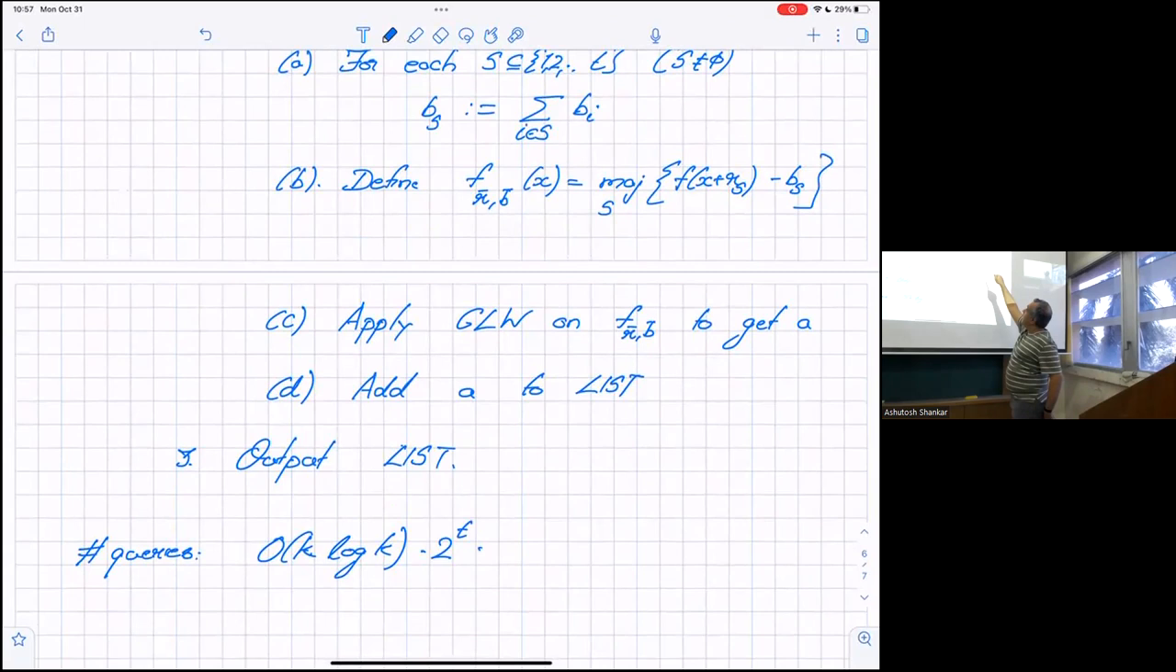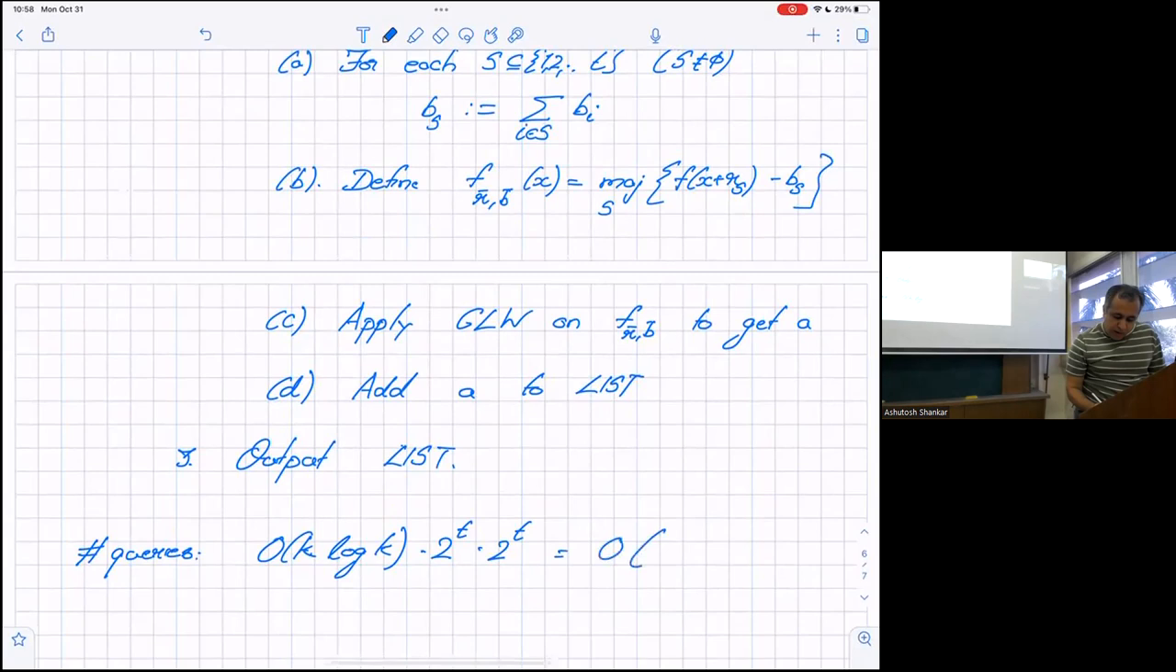Furthermore, each query for GLW will have to be simulated by S queries. So there are two 2-power-t's over there. The first 2 power t is the number of b's. The second 2 power t is because a query to GLW has to make a query to FRB, and to simulate a query to FRB you have to query every point in S. That's another 2 power t. Therefore, this will come to order k log k by epsilon power 4.